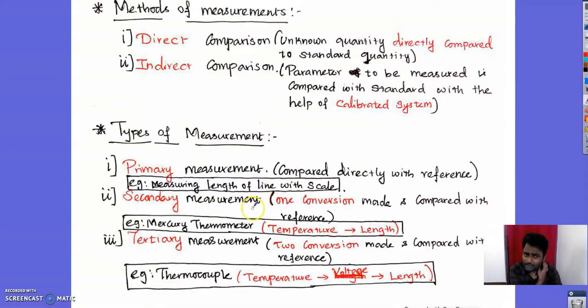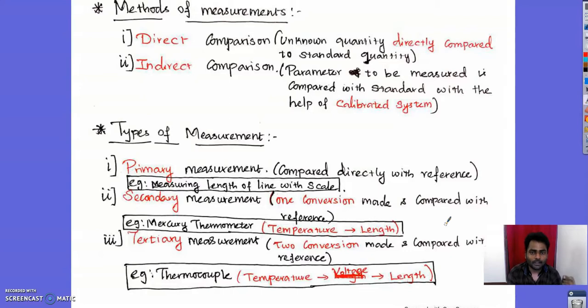Coming to secondary measurement, one conversion is made and then compared with the reference. A mercury thermometer is the best example of secondary measurement. Doctors generally use a thermometer. Nowadays they use sensor type thermometers, but in older days they used a glass tube filled with mercury to measure temperature. In a mercury thermometer, they place the thermometer in order to measure the temperature of your body.